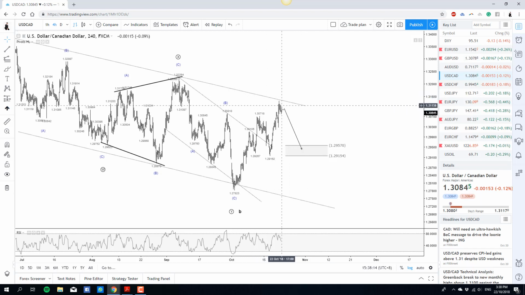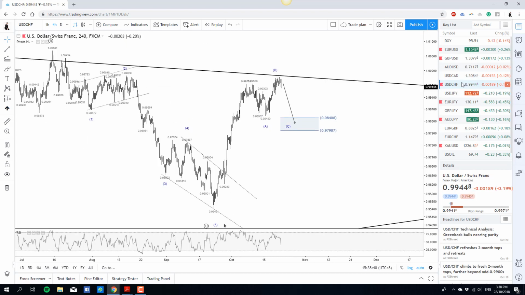I'm expecting some corrective move lower, potentially towards 1.2957 or even 1.2915. If price develops correctively towards this area, it'll be a very good region for us to look for a potential buy setup. So in other words, this week we are expecting dollar CAD to correct for the next 5 days, which coincides with our dollar weakness as well.